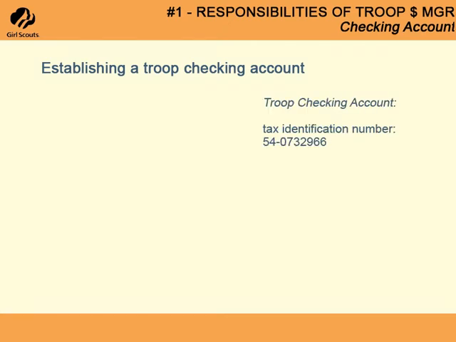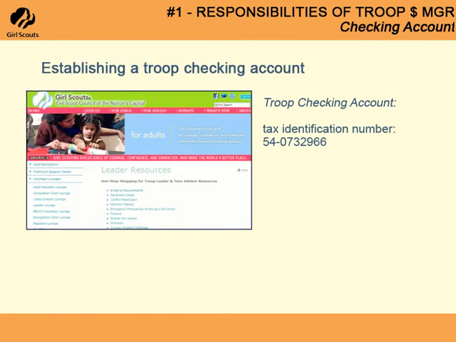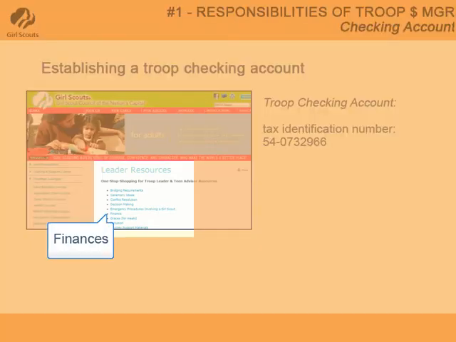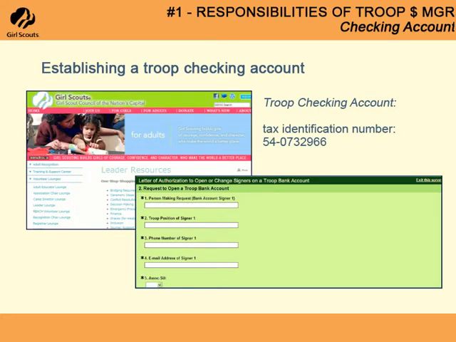Some banks require a letter authorizing the troop to use our tax identification number. To obtain such a letter, go to Leader Resources on our website and find the information on Finances. There you'll find a link to request a letter of authorization to open or change a signer on a troop bank account. Within 2 business days, administrative staff will fax a letter directly to the bank. To save yourself a trip, we recommend you call the bank to confirm the letter has arrived before going there.